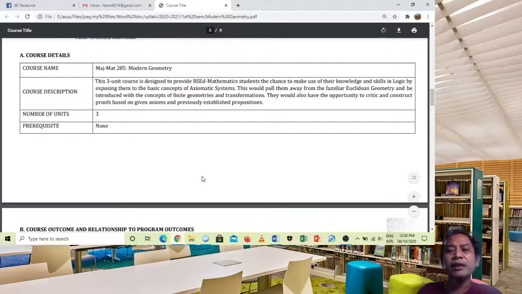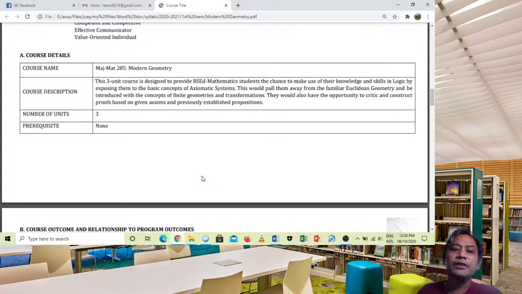Now to start with, let me give you an overview of the subject. On screen, you can see our syllabus. This should serve as our guide on how we are going to go about this subject. As we can see in the description, this course is intended for you BS Ed Mathematics students to make use of your knowledge in logic, and you would be introduced to the concept of axiomatic systems. When you say axiomatic systems, that is how all branches of mathematics were developed.